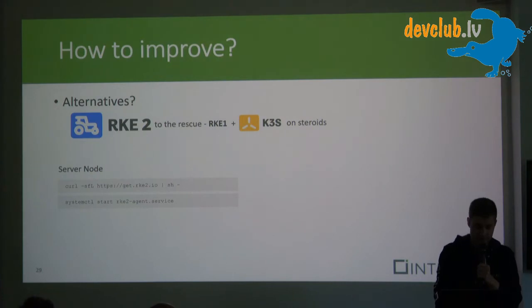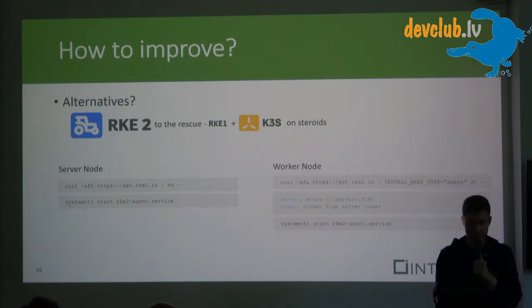And creating a cluster with RKE2 is very simple. We need to just run a few commands on one of the nodes, and RKE2 will pull all the runtime dependencies by itself. And then we can add as many nodes as we want, as workers or server nodes, by also running a few commands and just feeding the configuration of the server to it.